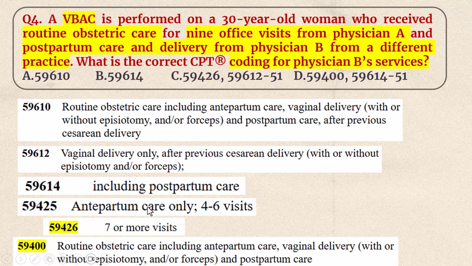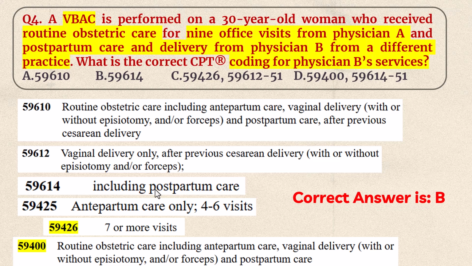If you see other codes like 59,425, antepartum care only, 4 to 6 visits, 59,426 is 7 or more visits. This code is suitable for the physician A service, but this question is not asking for the physician A service, so no need to code this one. Also the other code 59,400 is routine obstetric care including antepartum care, vaginal delivery and postpartum care. That is not the case here. So the physician B service is vaginal delivery only after previous cesarean delivery including the postpartum care. So the correct answer is B.